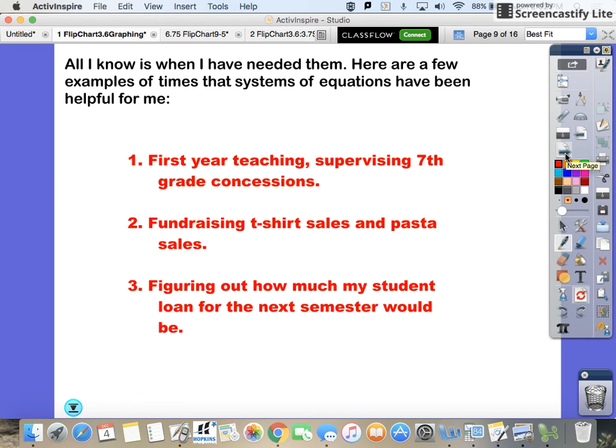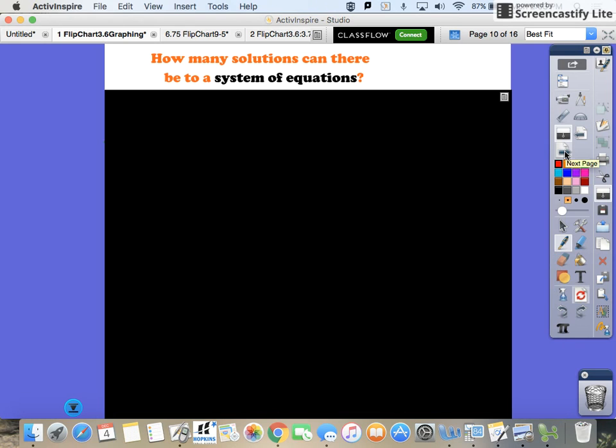A couple places that I've had to use these was my first year teaching when I was supervising 7th grade concessions, when I was doing a fundraiser selling shirts and pasta, and then figuring out how much my student loans were going to be for the next semester, how much to take out for them. If you want to ask me questions about how that worked, I can explain them.